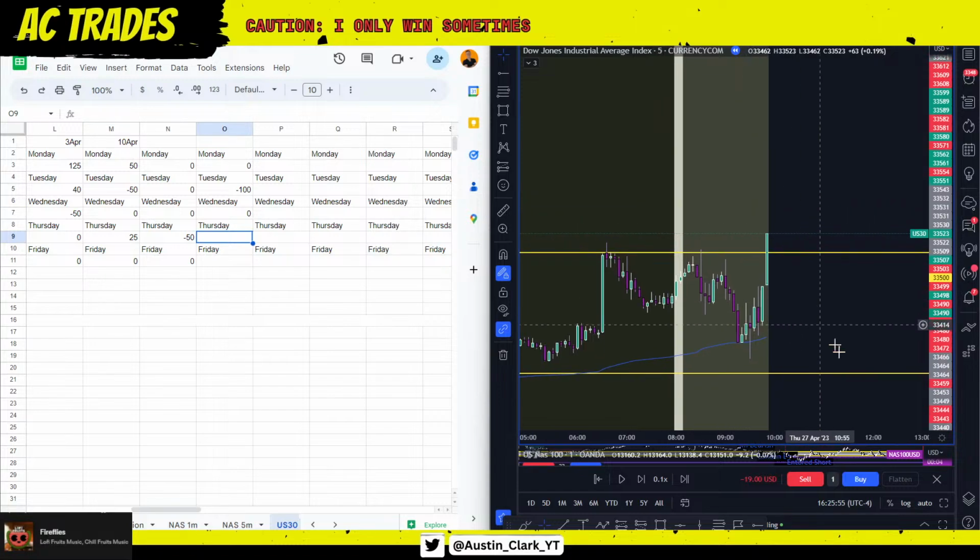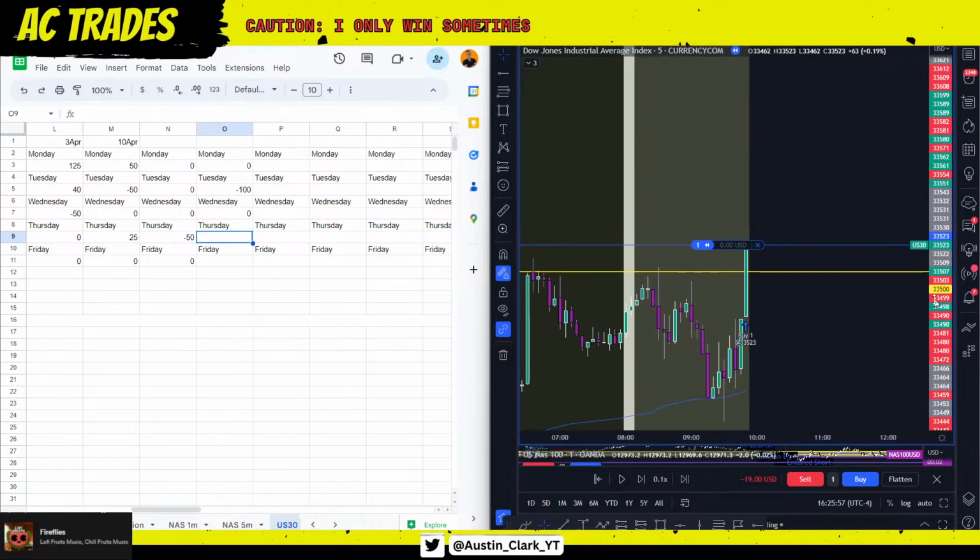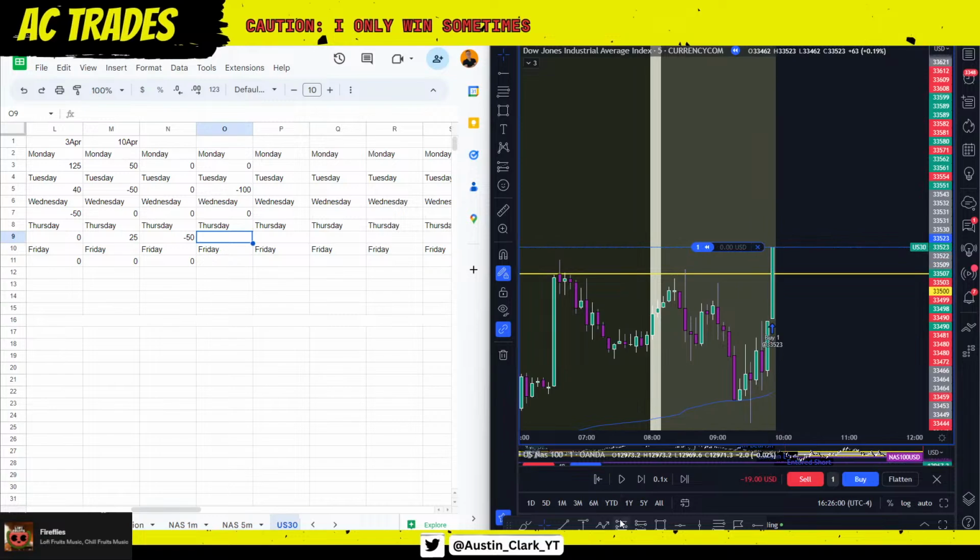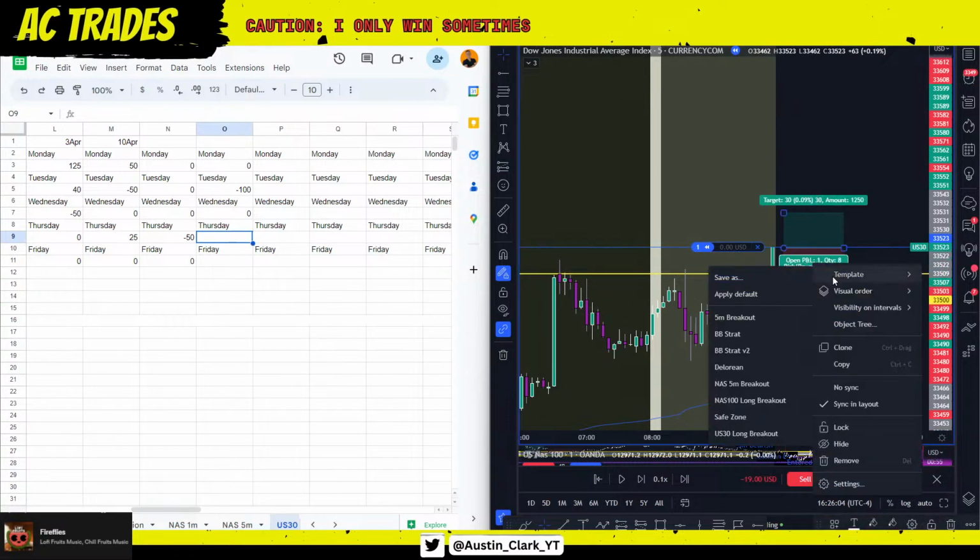Okay, so this was a solid buy. That's a really good buy. I'm going to be really upset if this one doesn't win. This is a perfect, strong, bullish candle.